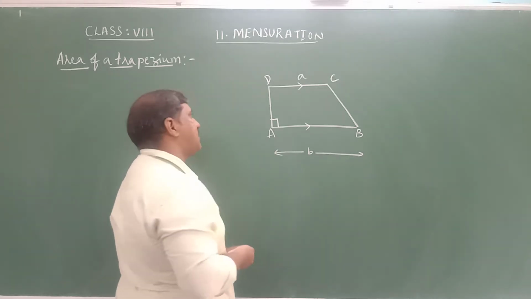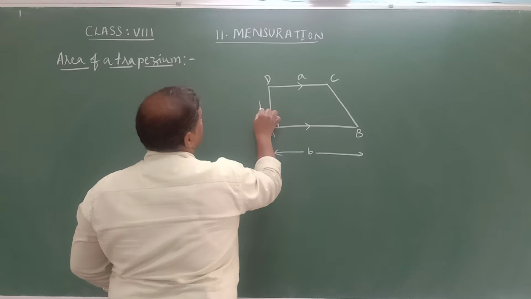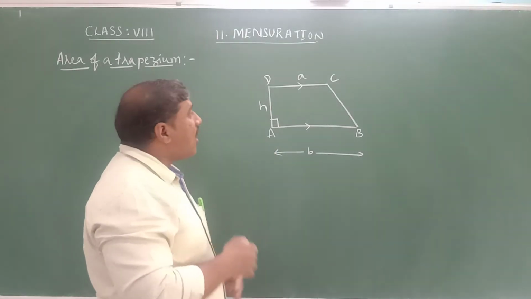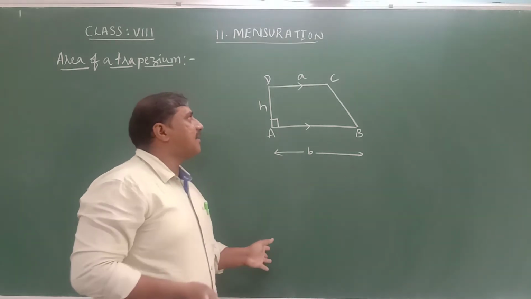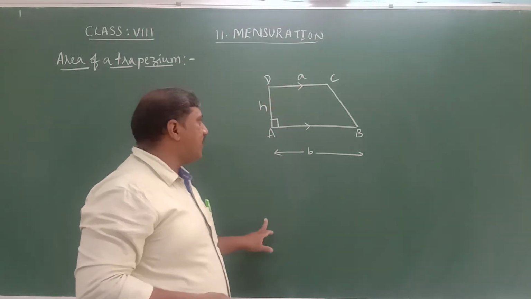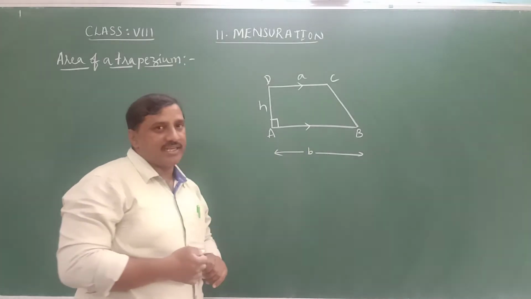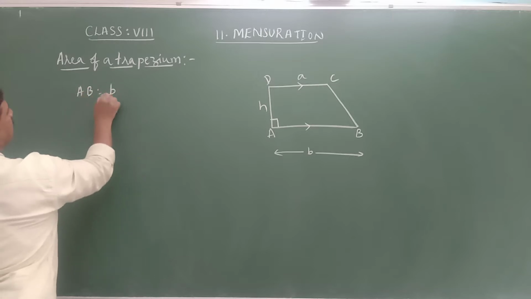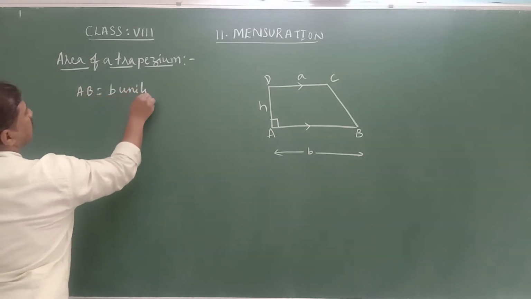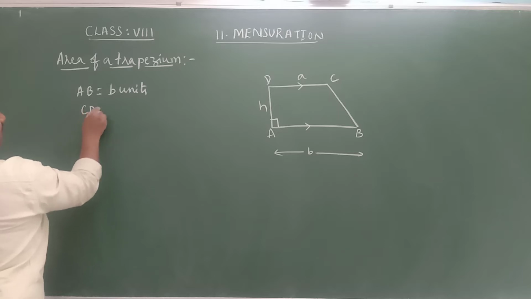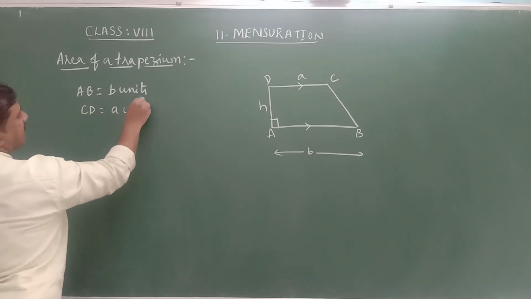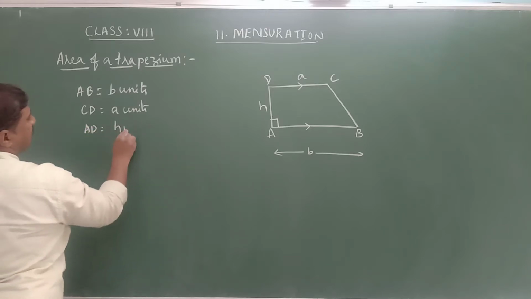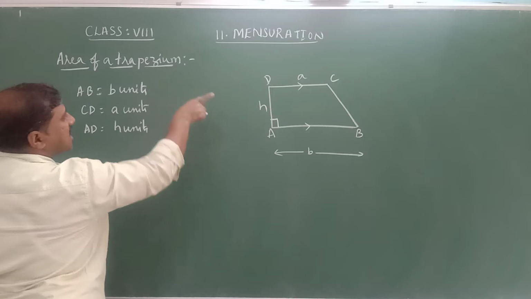That perpendicular distance we represent with H. Now how to find the area of this trapezium? Let the length of CD be A units and AB be B units. So AB is equal to B units and CD is equal to A units, whereas AD, that is the height or altitude, is H units.